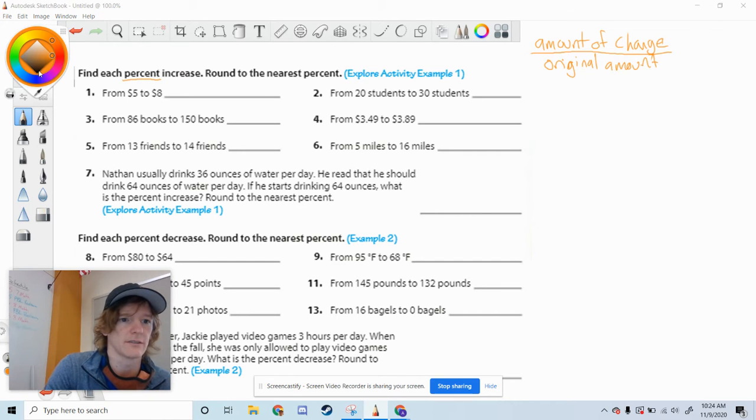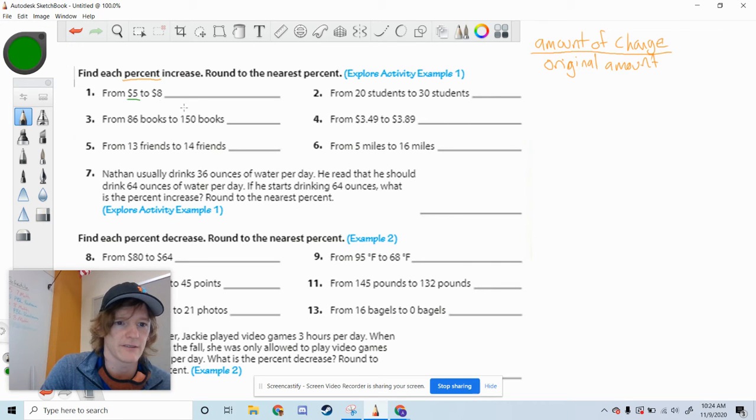So check this out. Let's do number 1 here. We started at $5 and we went to $8. So on this one, our amount of change, well, how much did we go up by? On this one, we went up by $3. So this is going to be 3 over, and our original amount was 5. 3 over 5, and we need to write this as a percent.